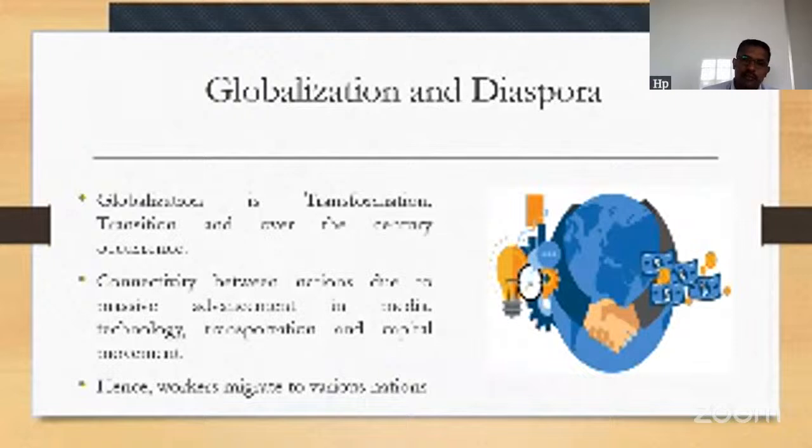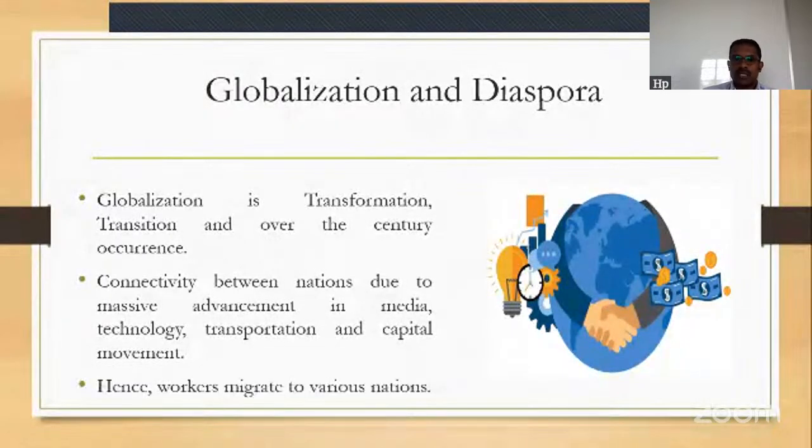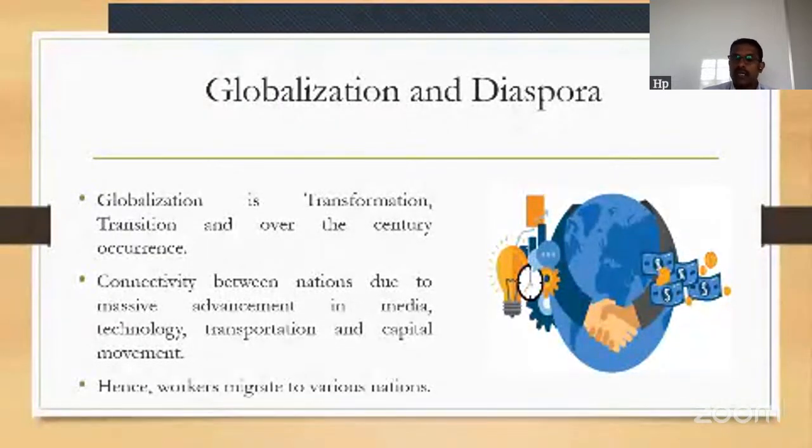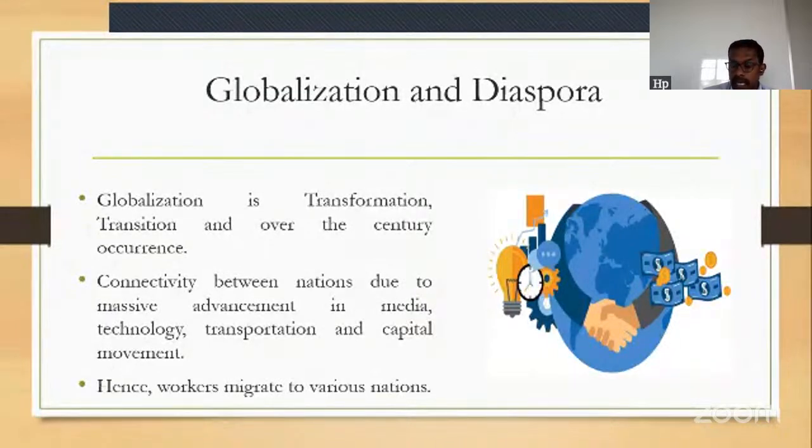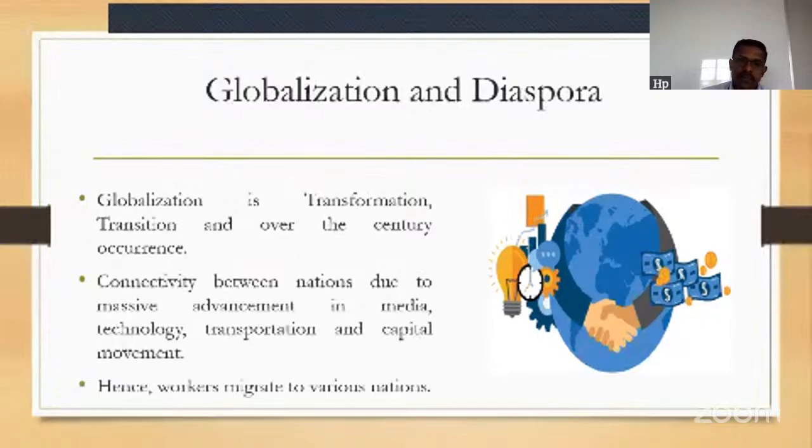So with technology, within a second I can connect with someone in the US, I can connect with someone in other countries. So globalization is a main reason for the formation of a diaspora community, and it helps to form a diaspora community. And there is connectivity, a massive advancement in media, technology, transportation and capital movement.